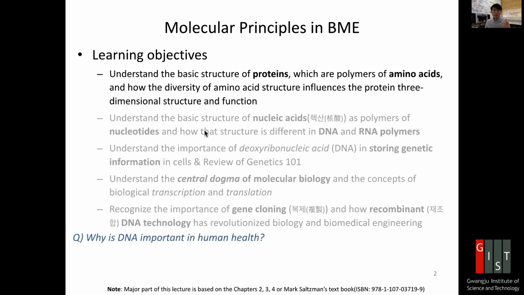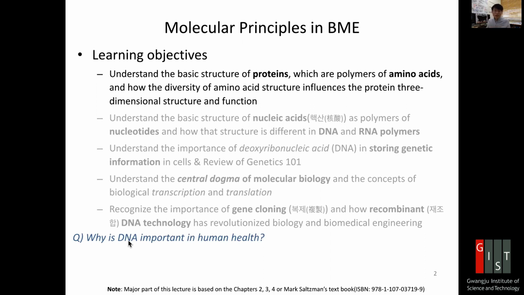And this leads to the importance of deoxyribonucleic acid, or DNA, in storing our genetic information in our cells. And we will briefly review genetics 101, and that leads to the central dogma of molecular biology and the concepts of biological transcription and translation. So this will lead us to think about the importance of gene cloning and how recombinant DNA technology has revolutionized biology and medicine. So first, let's talk about why DNA is important in human health.